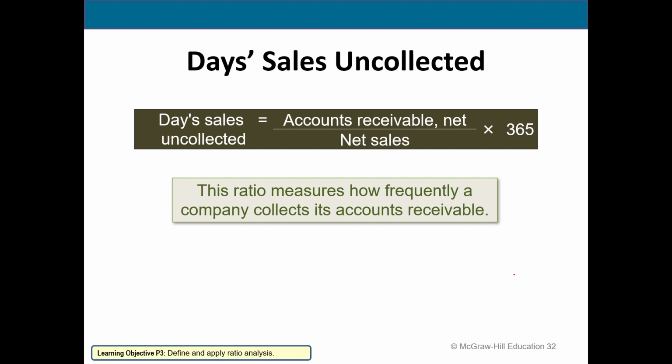Days sales uncollected indicates how many days our receivables have been outstanding. And as we know, theoretically, the longer a receivable is outstanding, the less likely we're going to get paid. So knowing how many days a receivable is outstanding will help us decide on certain discounts or incentives so that we can get cash quicker.